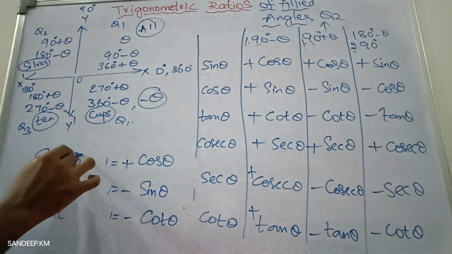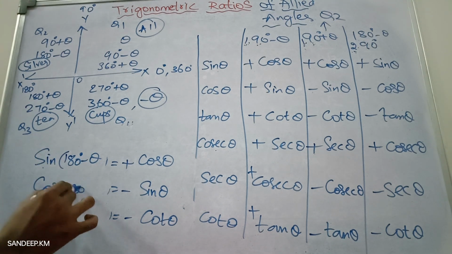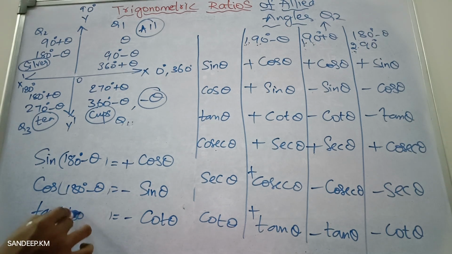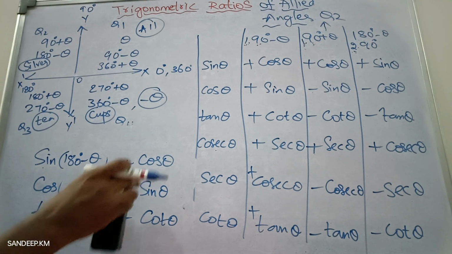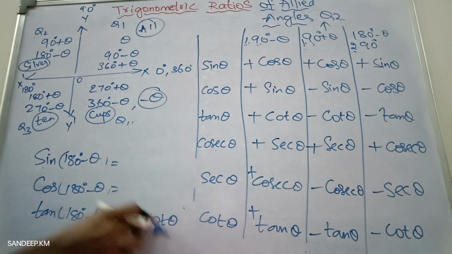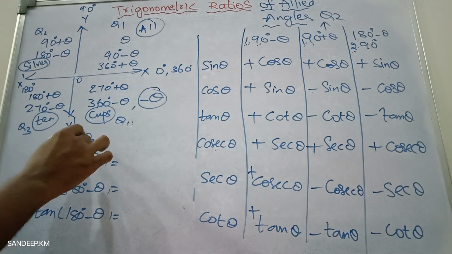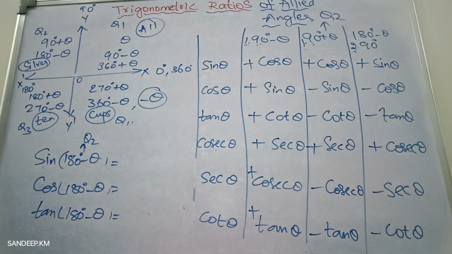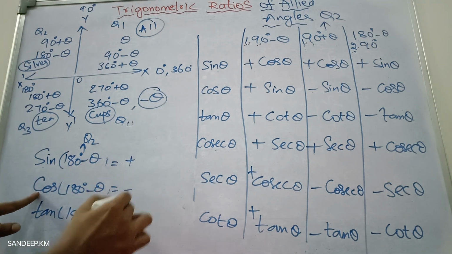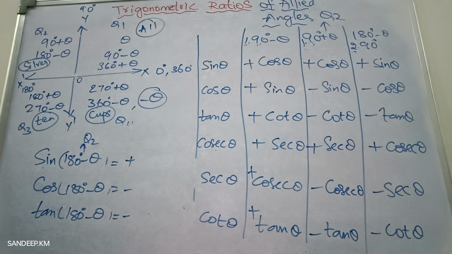Sin of 180 minus theta, or cos of 180 minus theta, or tan of 180 minus theta, and so on. First of all, 180 minus theta is an angle present in the second quadrant. In the second quadrant, sin is positive. The remaining two trigonometric ratios are negative.